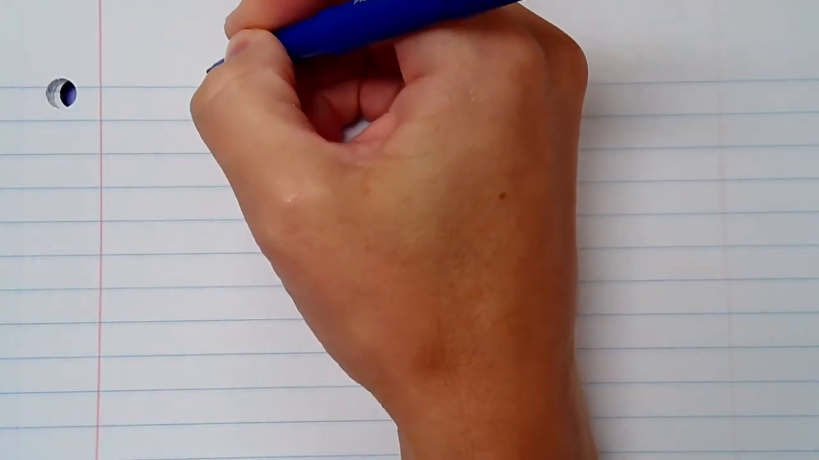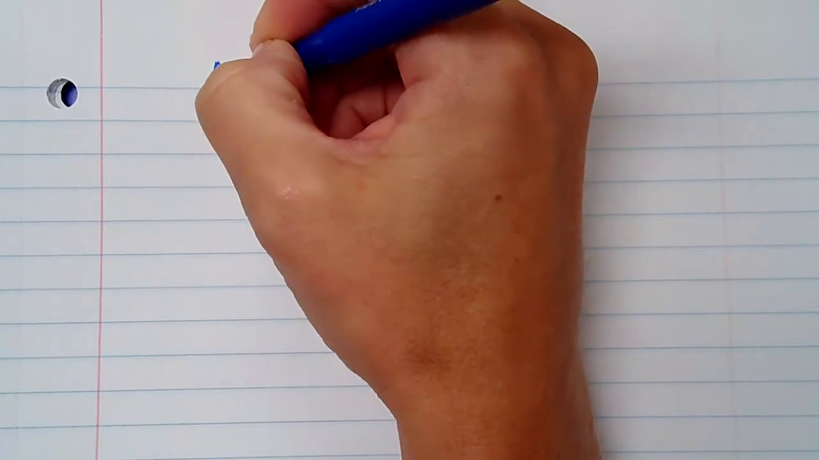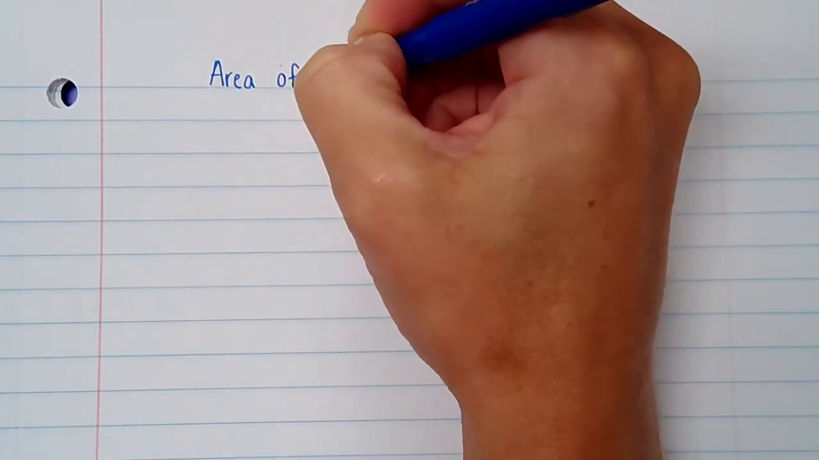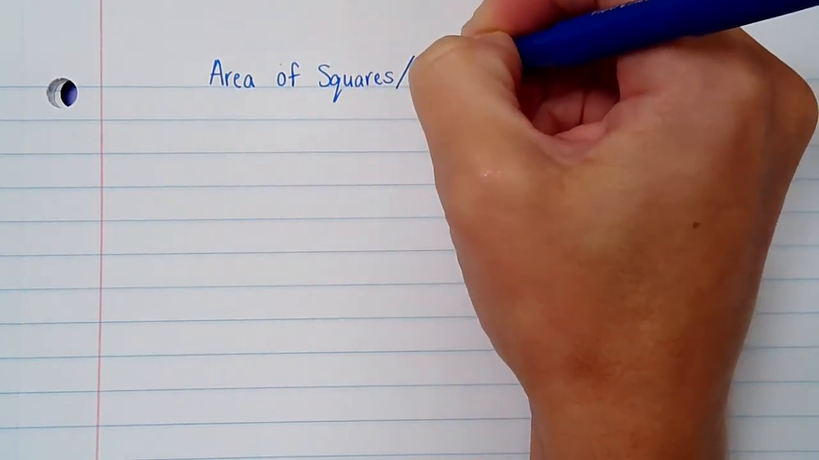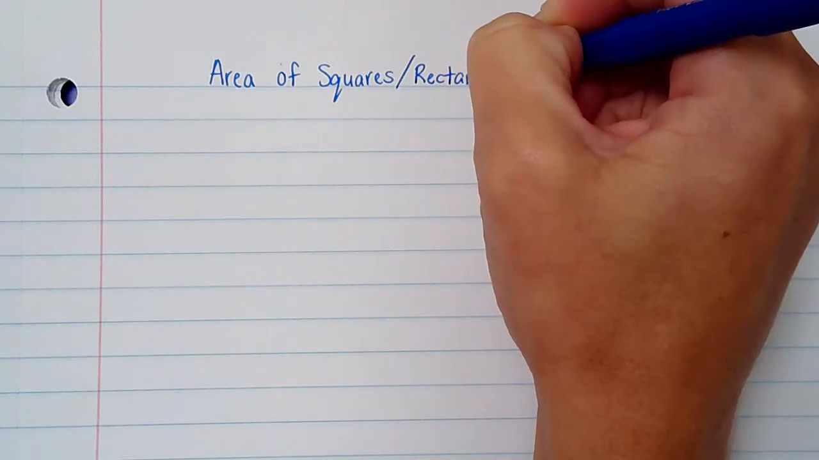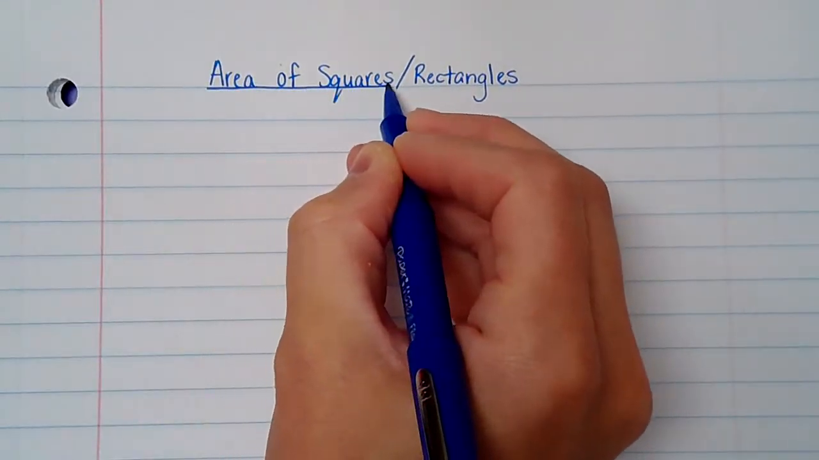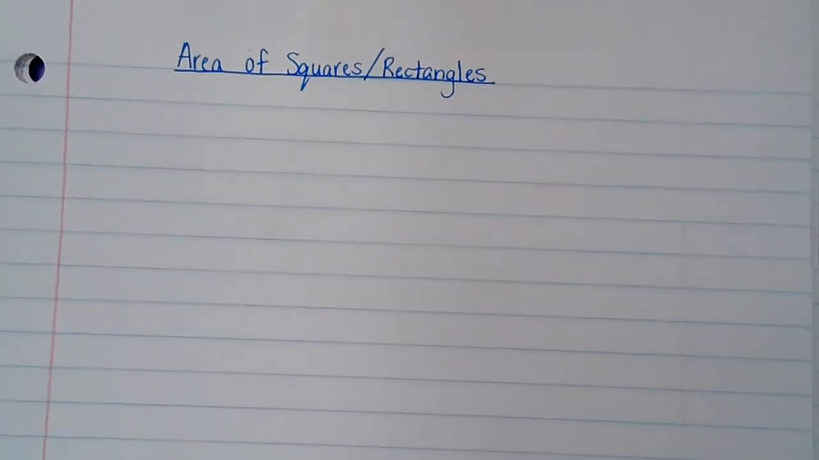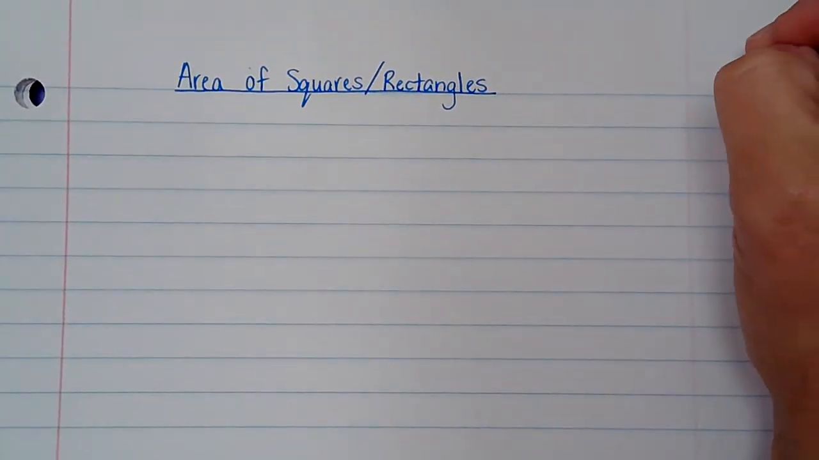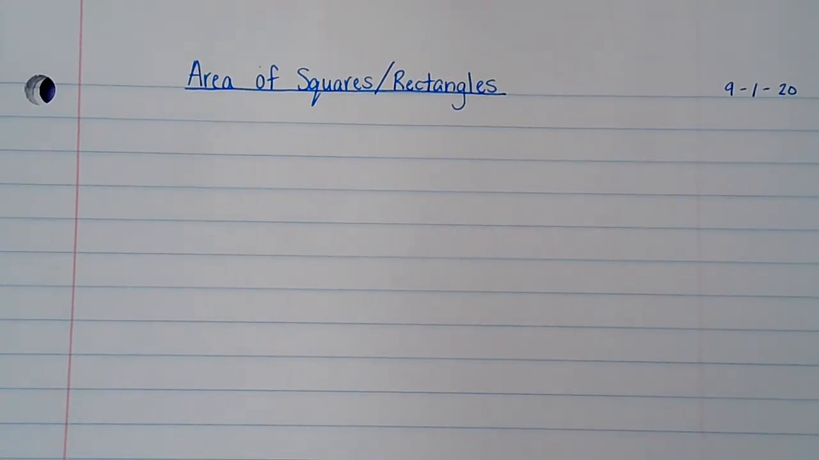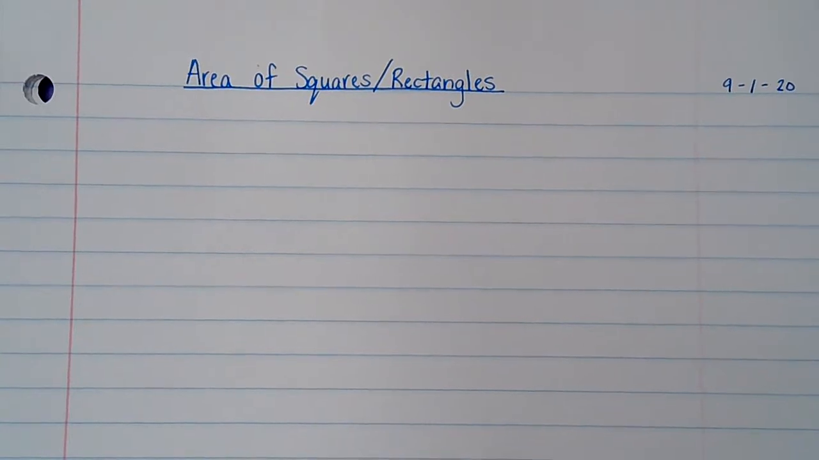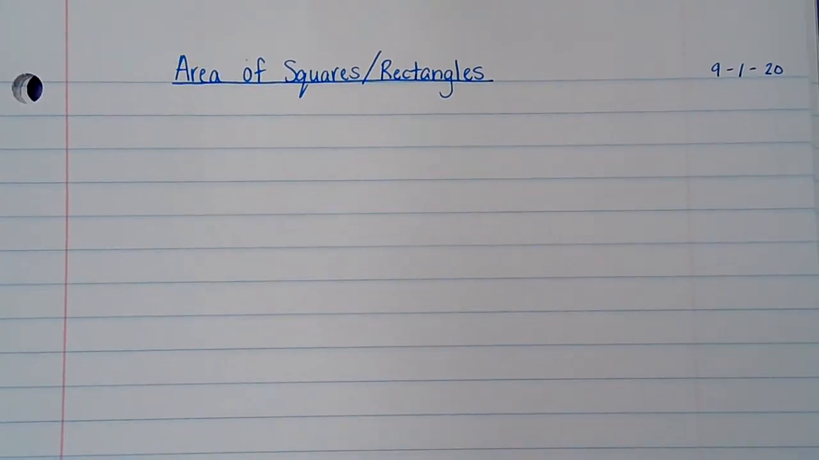All right, we are starting with our geometry unit today, and it is hopefully going to start off pretty easy. We're going to start off with area of squares and rectangles. All right, and today is September 1st. Once again, I only have 15 minutes to get this done, so I'm going to try to be as detailed as possible, but also quick.